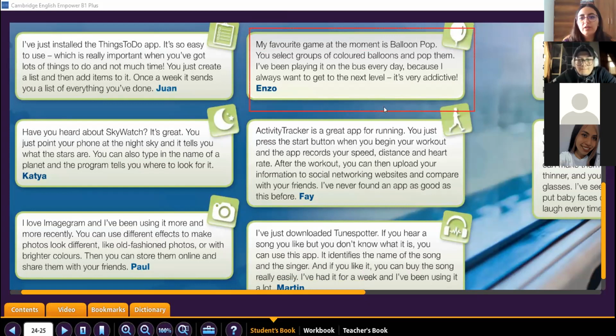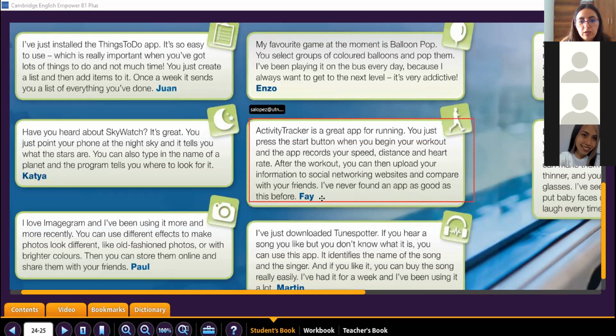So here we're talking about a game, Balloon Pop. Thank you, Jimmy. Someone else, some other volunteer to read this one, Activity Tracker. Me, teacher. Help me, please.